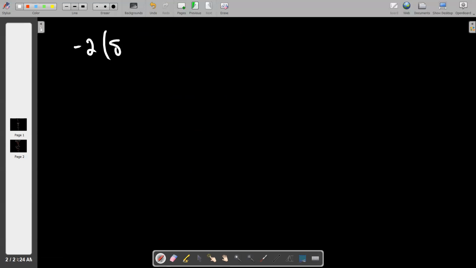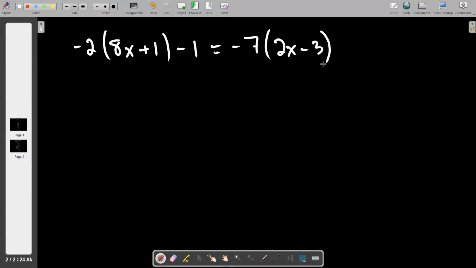-2 times the quantity of 8x plus 1 minus 1 equals -7 times the quantity of 2x minus 3 and then minus x. Would you guys like to try to solve this without my help? Go for it. I don't know how long you need, but I'll gauge it by when I start getting answers. So same drill as last week. If you get an answer, please let me know. If someone else says your answer, nice. If you have a new answer, I want to hear it.